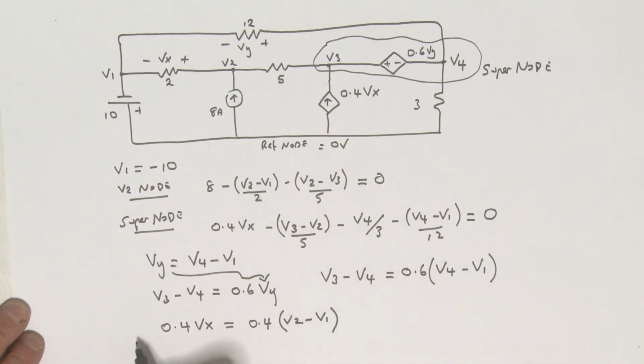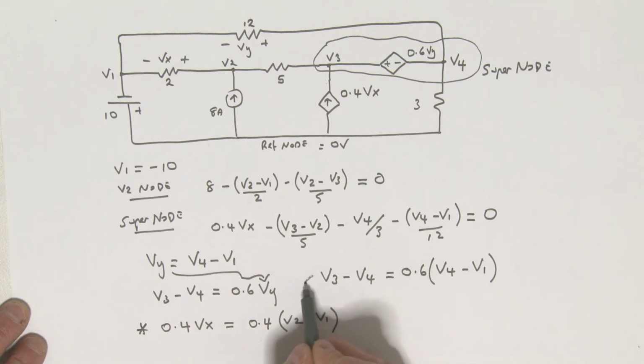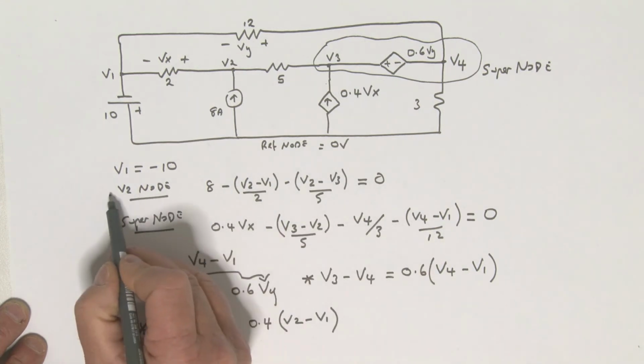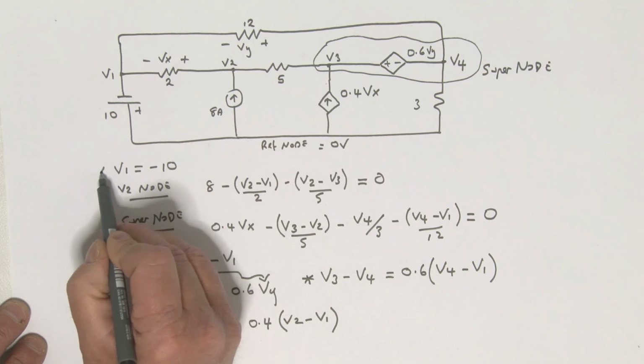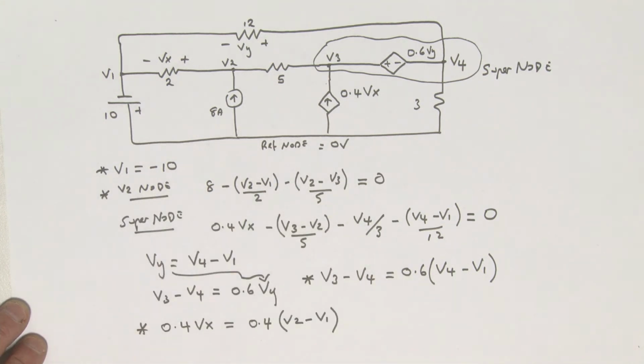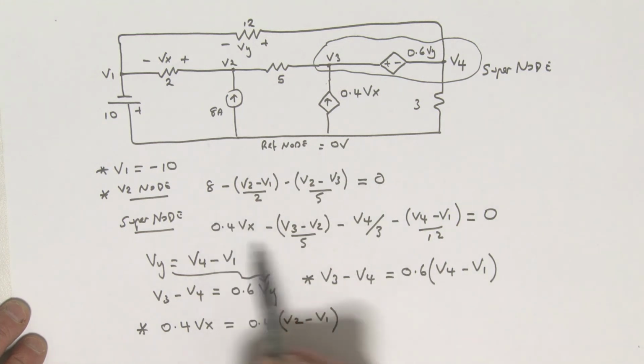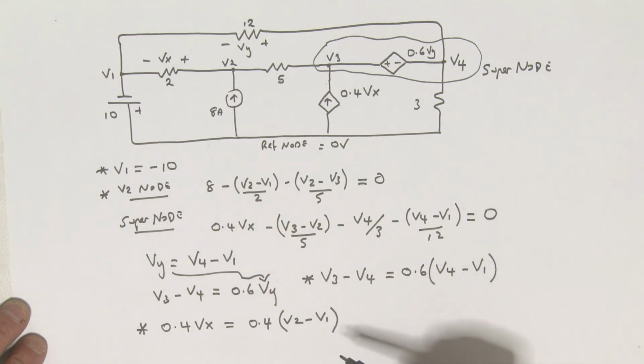So let's see what we've got. We've got this equation here, which is one that we're going to use. We've got this equation here, which we will use. We've got our node 2 equation, which we're going to use. And of course, we're going to use that V1 over there. And then we'll put this information into our supernode equation over here. And really, we now have enough to solve for V1, V2, V3, and V4.